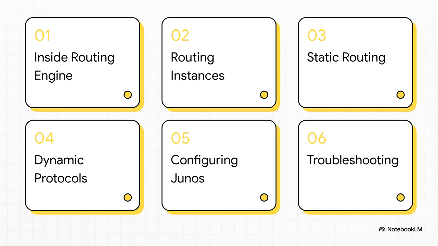Here's our quick roadmap for the explainer. We'll start inside the routing engine, move into isolating with routing instances and the basics of static routing, then we'll scale up with the power of dynamic protocols, and we'll finish up by configuring and troubleshooting those elements. Let's get right into it.